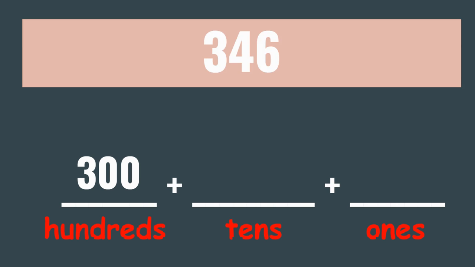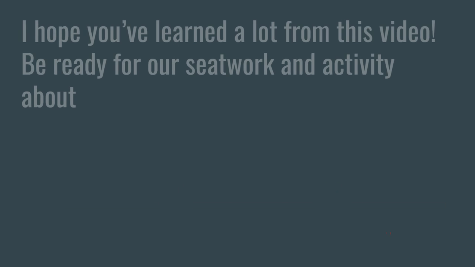How about 346? Since we already have a three-digit number, you have to use 2 plus signs to separate each value. Let's start with 3. 3 is in the hundreds place, so it will become 300. 4 is in the tens place, it will become 40. And lastly, 6 will stay the same as 6.